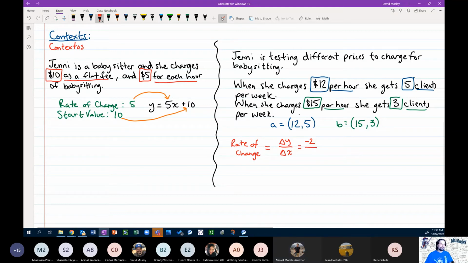Okay. And then for the change in x, cambio de x, 12 to 15. Right? To go from 12 to 15, we have to add 3. All right? Necesitamos sumar 3. All right? 12 to 15. So el cambio de x, 3.